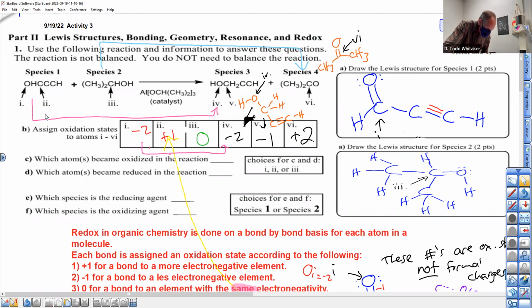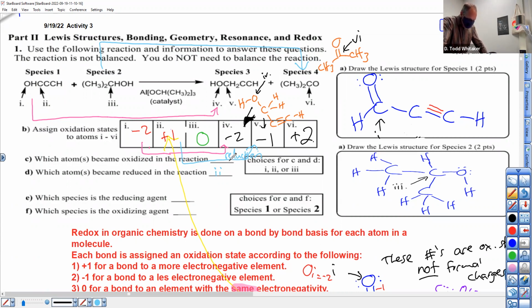But carbon used to be 2. At the end here, it's 5. 2 goes to 5 in the same reaction that 1 went to 4. 2 goes to 5. It went from +1 to -1. That is definitely called reduction. That means atom 2 became reduced. Which atom became reduced? Atom 2. It went down in oxidation state.